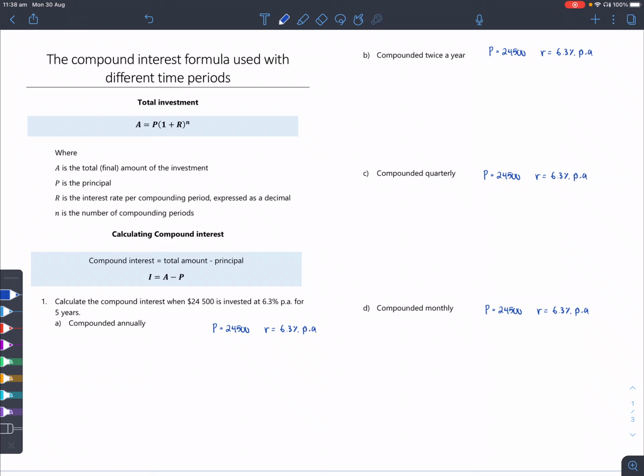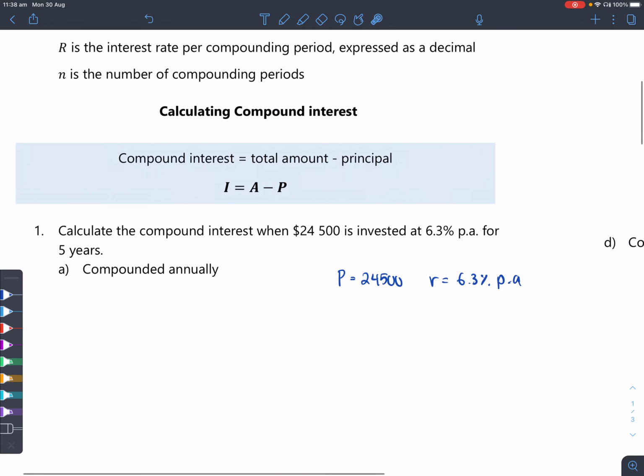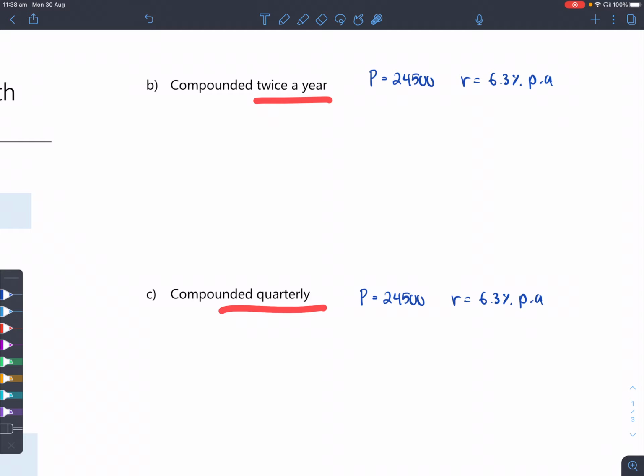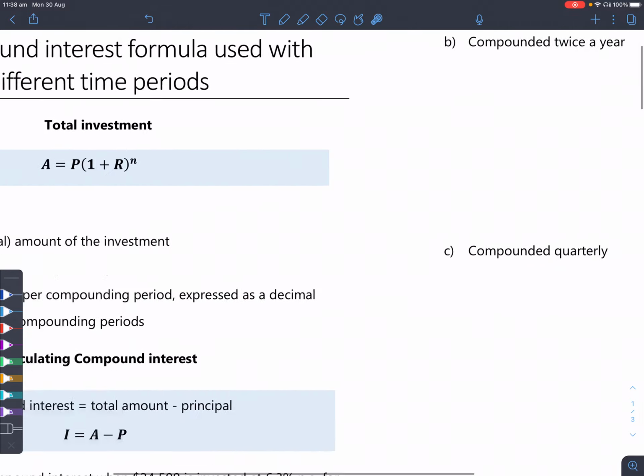Now if I have a look at all these questions here, the first one is just the straightforward one, because this is in years and that's in years. But as we go on to the next questions, all of these are compounded at different time periods. And this is a little different when we use compound interest, right?